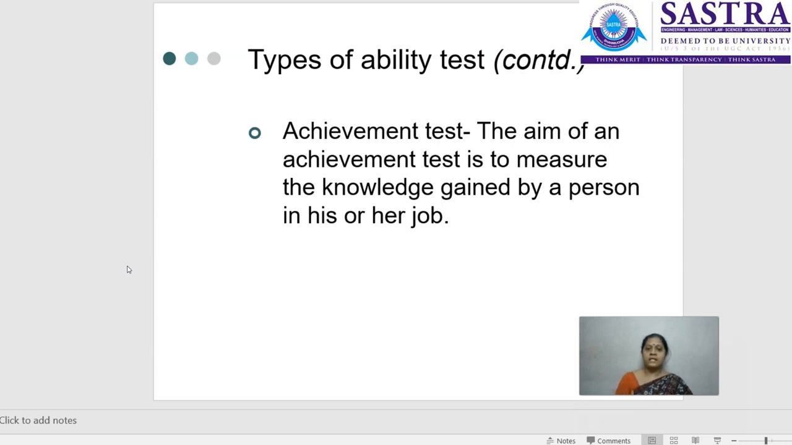And we can also take this as an example for the achievement test. The subject knowledge of people who are studying in schools and colleges can also be treated as an achievement test, and these are some of the examples of achievement test. So these are the different types of tests which come under the ability test.